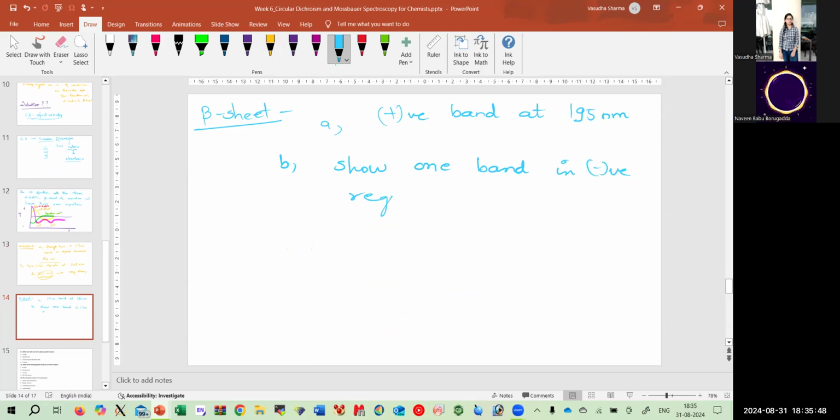So this negative region becomes more and more important, because in alpha helix you see two negative regions, at 208 and 222. But in the middle of the two, if you see a negative signature with only one band, that is of your beta sheet. So this is also clear. Moving towards our third, which is the random coil.